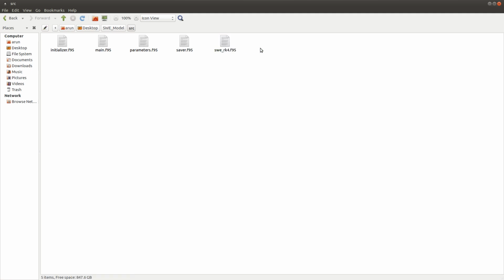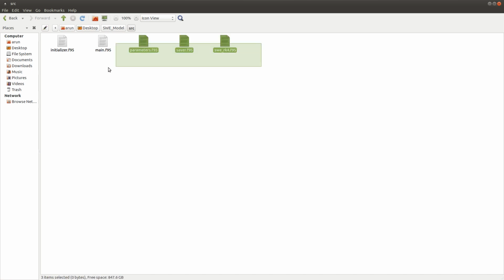Okay, so 5 files for 5 separate purposes. This one is for the initialization of the program. This is to run the entire program one after the other. This contains the parameters and constant values and all the variables. This contains the subroutines to save the data, and this is the one that's going to dynamically solve the code as the program runs.